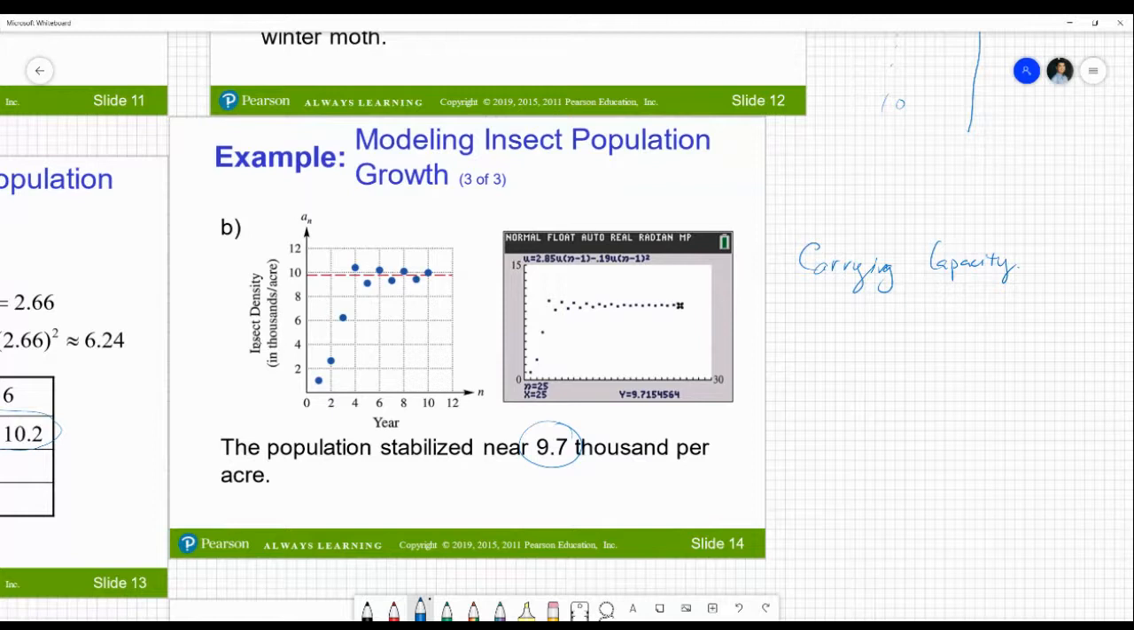Okay, so this is talking about insect density in 1,000 per acres. What's going on in real life is that when you have a certain area, let's say this is 1 square acre, of course that's going to be food and that's going to be predator. So in a certain limited space, the insect can only eat a certain amount of food that is available because it's finitely many food, right? So you can't eat infinitely many food.